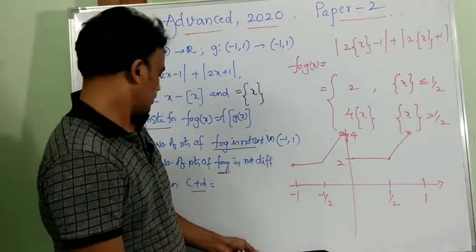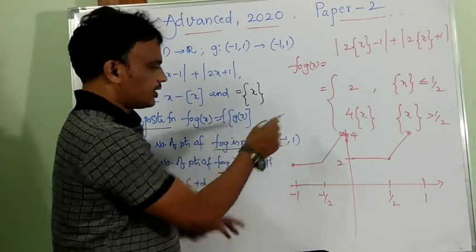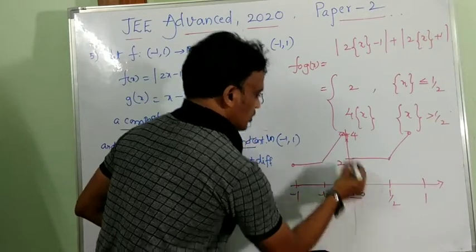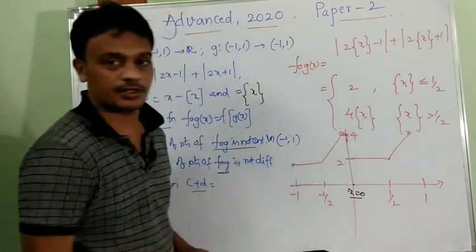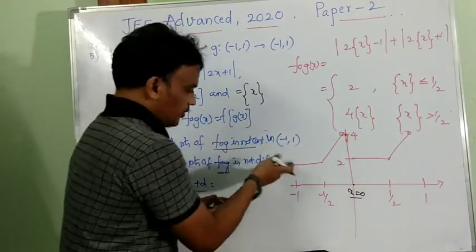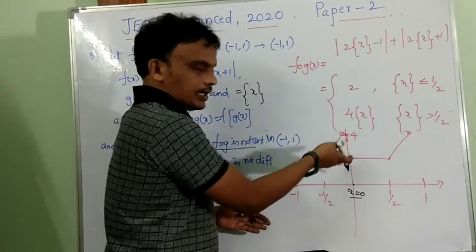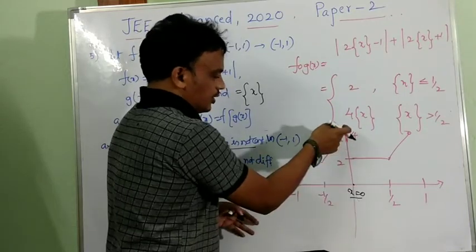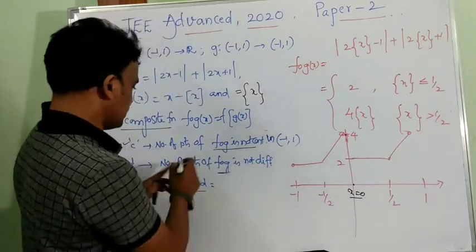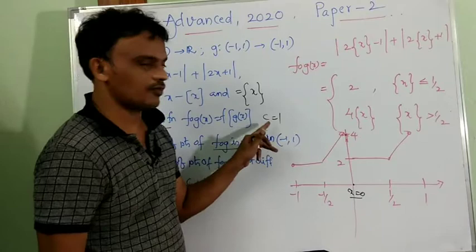Now you can decide the number of points where f circle g is not continuous. It is clearly not continuous at x equals 0. How can you decide whether it is continuous or not from the graph? Where we have to stop the graph, I mean, where we get a break. At x equals 0 we get the break, and the graph starts here. So the discontinuous points are denoted by c, and the number of discontinuous points is 1.